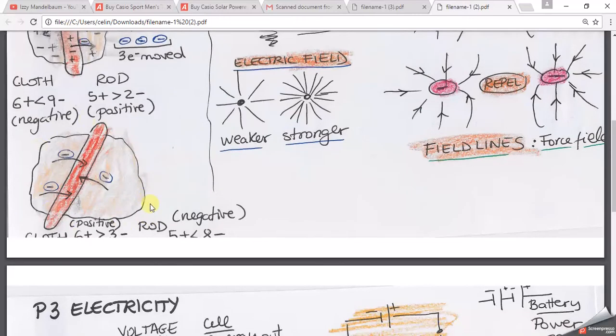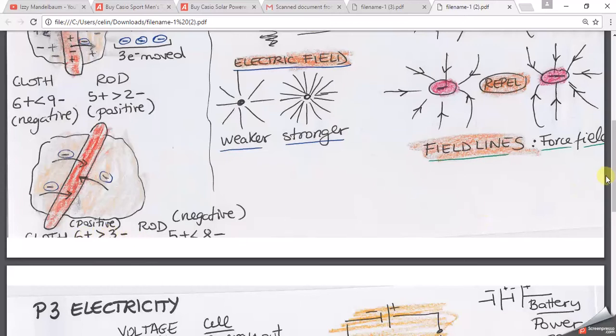In another instance, we use a different cloth and a different rod. In this situation, when we're rubbing them together, the electrons will move from the cloth to the rod, which will make the cloth become positive, because the cloth is losing the electrons moving to the rod, and the rod is gaining the electrons. That makes the rod become negative. We're looking at 5 plus is smaller than 8 minus, so that means we have more minuses than pluses, and for the cloth we have more pluses than minuses.